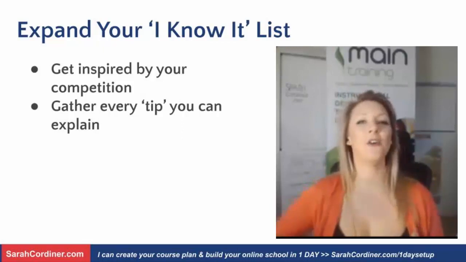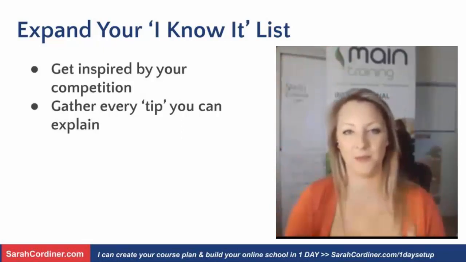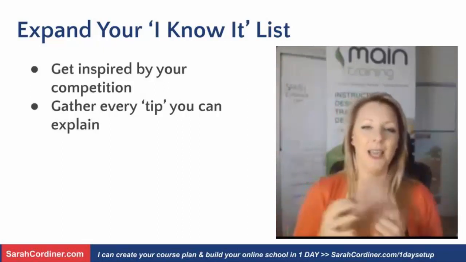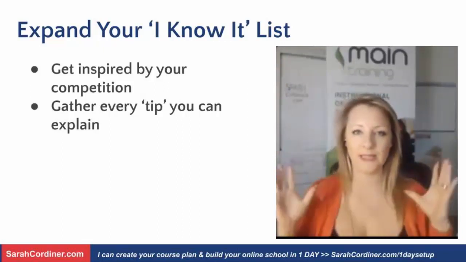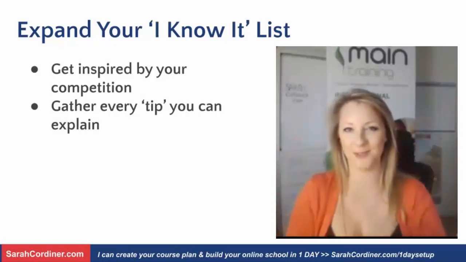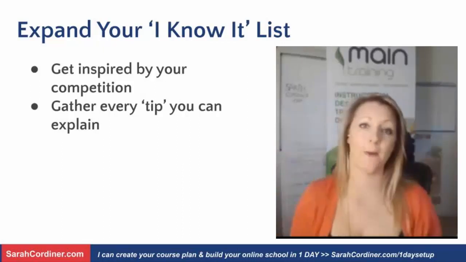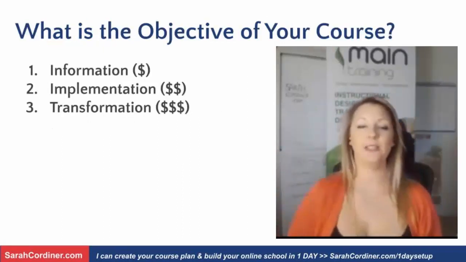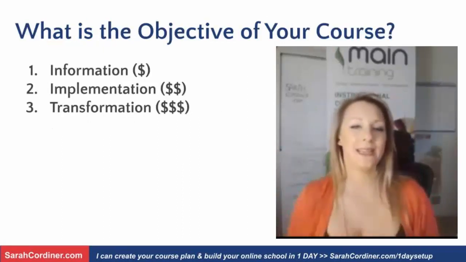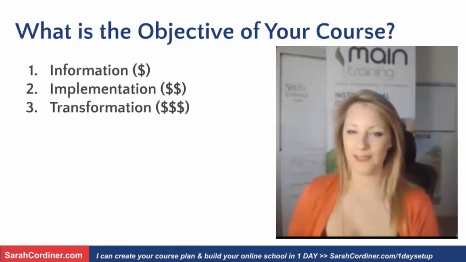Now, by now, you're going to have a huge list of different types of stuff that you can be teaching in your online course. So what we need to now do is start refining that, because this is where overwhelm is starting to creep in. We've now probably got a humongous list. We want to filter it down. So here's the next thing you need to do. You now need to decide what the actual objective of your course is.